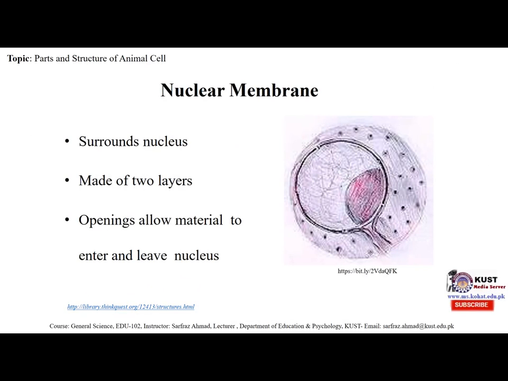Then there is the nuclear membrane. It's round, surrounds the nucleus, and is made up of two layers. Openings allow material to enter and leave the nucleus. A nuclear membrane is a double membrane that encloses the cell nucleus, and it serves to separate the chromosomes from the rest of the cell. The nuclear membrane includes an array of small holes or pores that permits the passage of certain materials such as nucleic acids and proteins between the nucleus and cytoplasm.